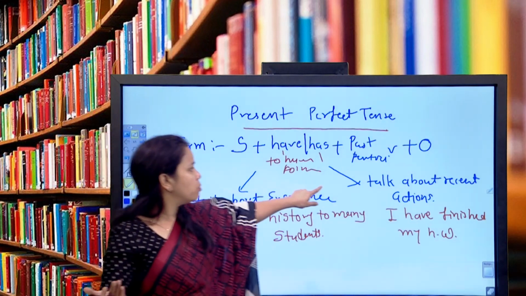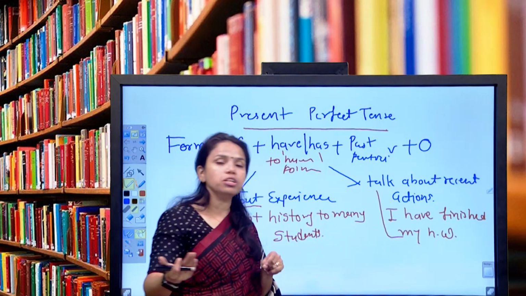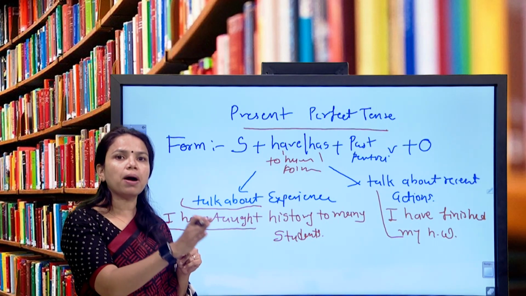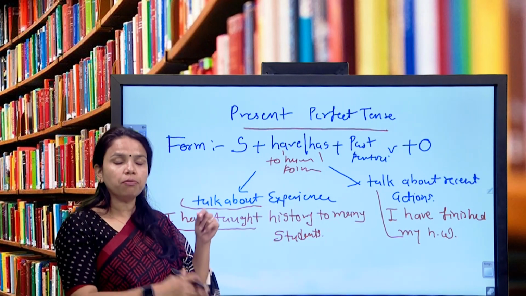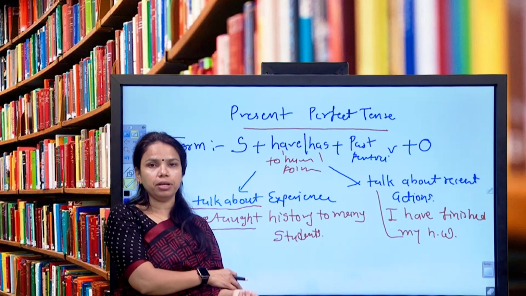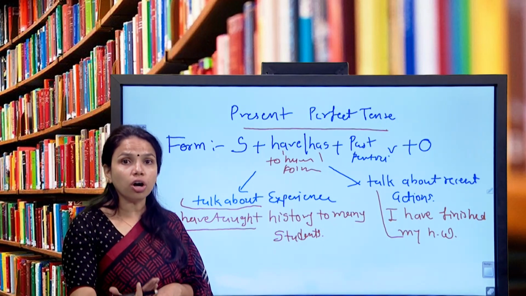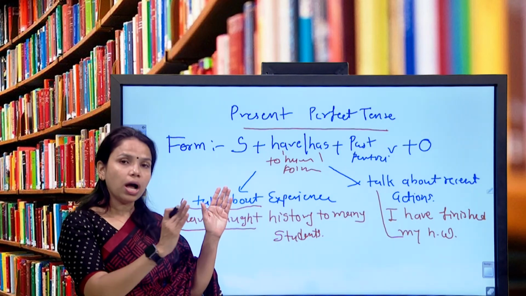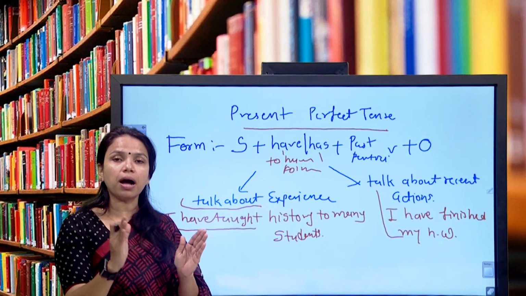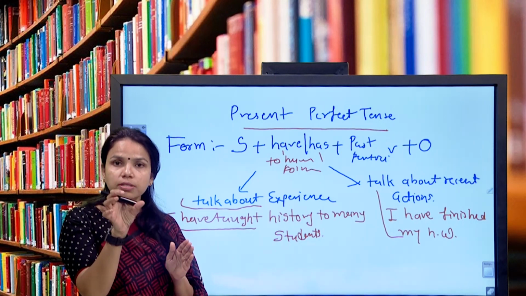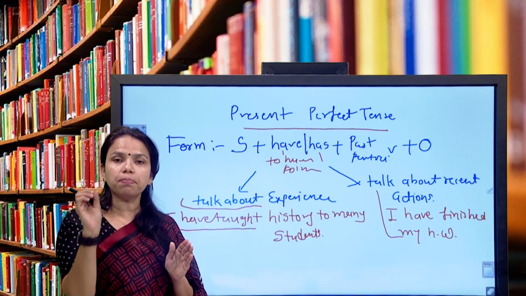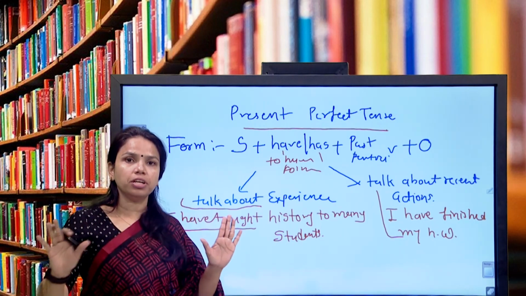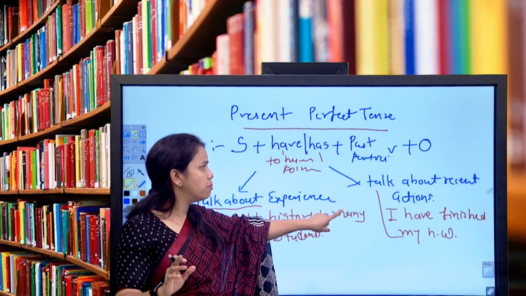Second, talk about recent actions. I have finished my homework. I can say that I have finished it. Before 10 or 15 minutes, I taught the simple past tense, right? So I have taught the simple past tense. The process of teaching the simple past tense is already over, right? It is finished, right? So, I have finished my homework.